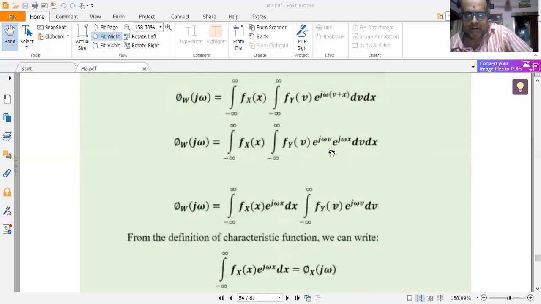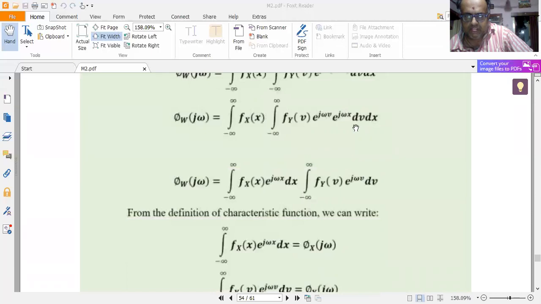Now this can be written as a product of two integrals. So integral minus infinity to plus infinity e to the power of j omega x dx multiplied by integral minus infinity to plus infinity fy of v e to the power of j omega v dv. That is, here the inner integral is with respect to v, that is dv. Now e to the power of j omega x and dx are constants because the inner integral is with respect to v. So that's why I can pull e to the power of j omega x and dx outside the inner integral, but within the outside integral.